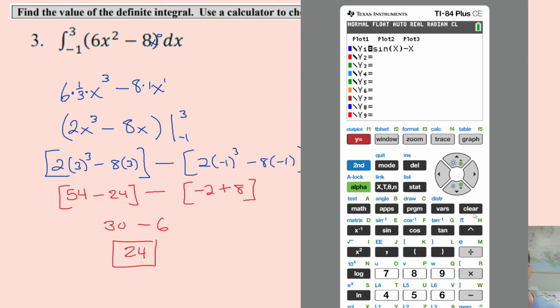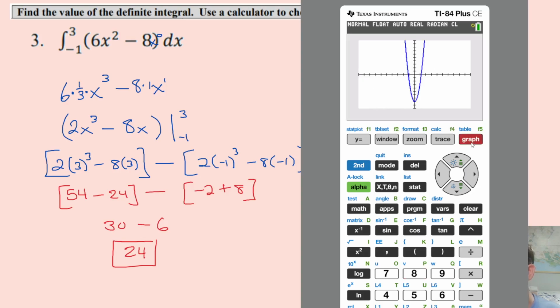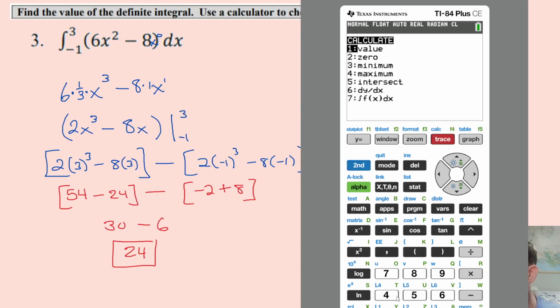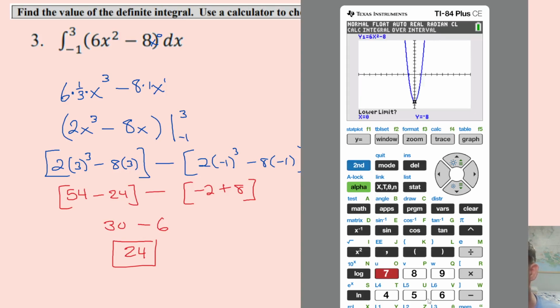Go right into y equals, and go 6x squared minus 8. You can hit graph if you want. It's a parabola. Doesn't matter. If we go second calc 7, it's going to do the work for us no matter what. So we're going from negative 1 to 3. So it's kind of a big chunk of negative area, but this positive area must be bigger because we're getting an overall positive answer of 24. So we're good again. We've done it right.